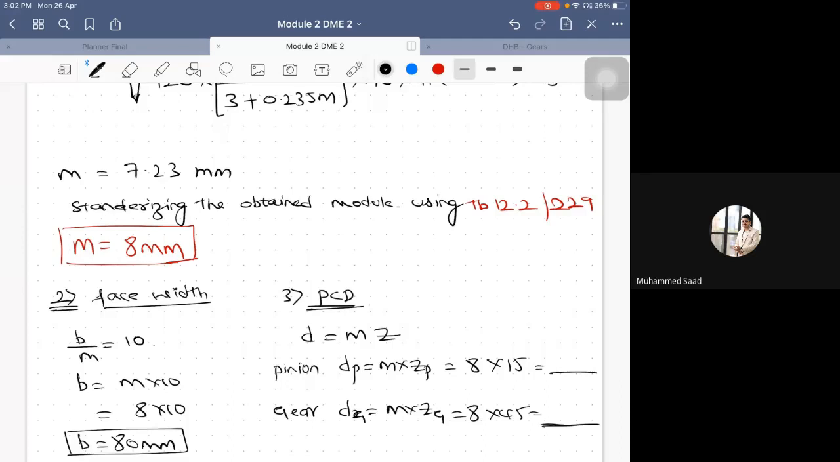Just write the values, whatever you have got. 8 cross 15, 8 15s are 120. And 45 cross 8, 360. So it is 360 mm. Is anything else required to be calculated in this particular problem? No, sir. Whatever was asked, everything is calculated?